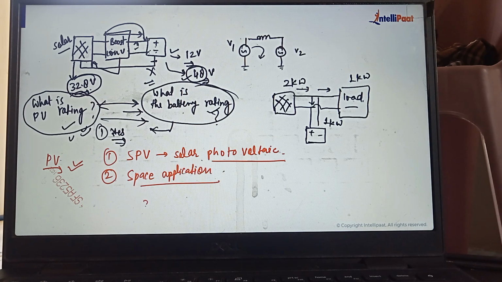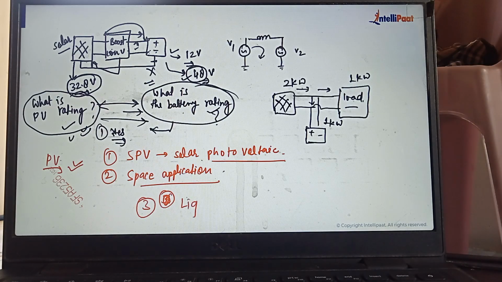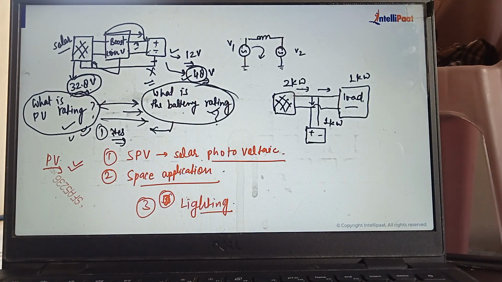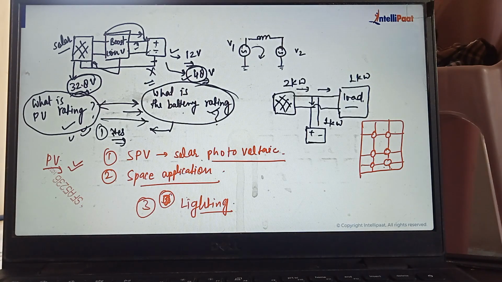The third one, where we can use this, is for lighting, right? So for lighting, we can use this PV array. Even in case of lighting, suppose we have some LEDs, and I need to control these LEDs, right? How do we have these LEDs? LED arrays are defined in a different way, right? We have arrays of LEDs, this way. This is the array of LEDs.